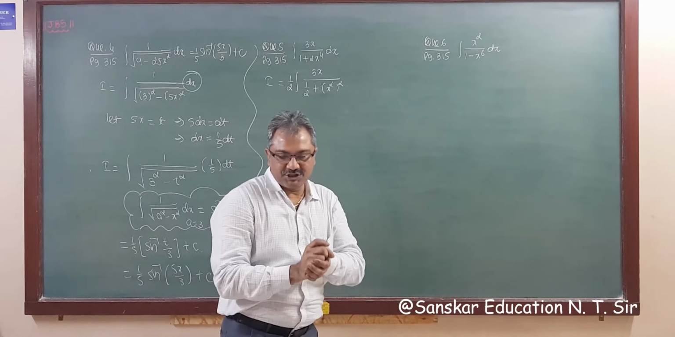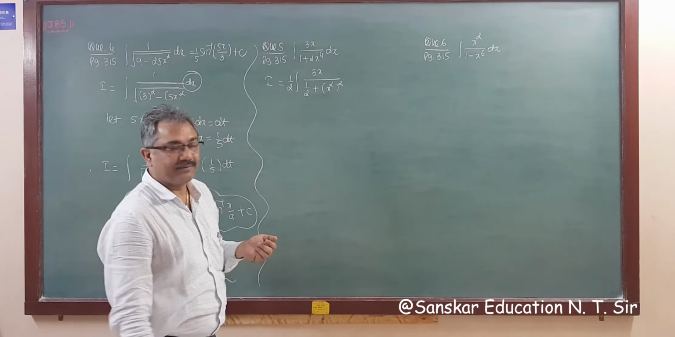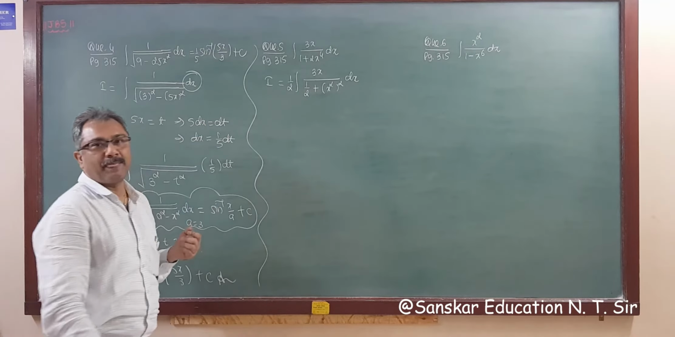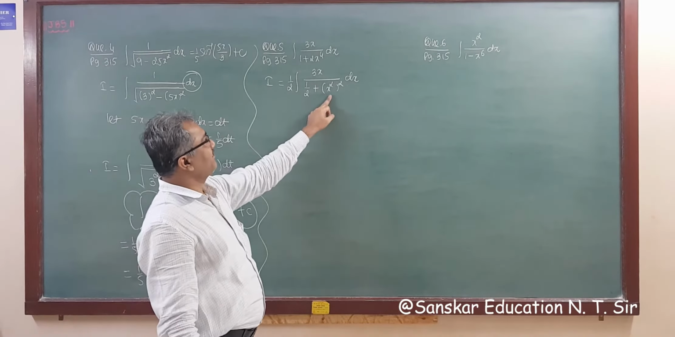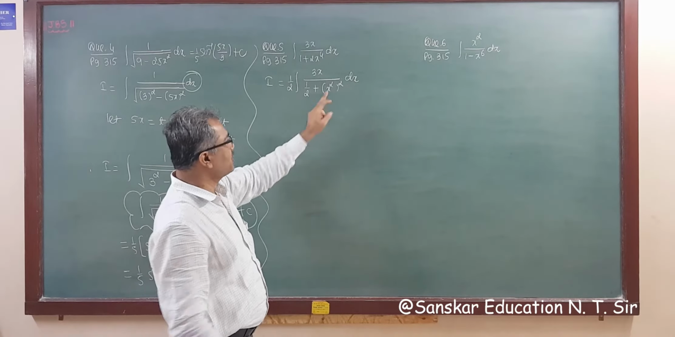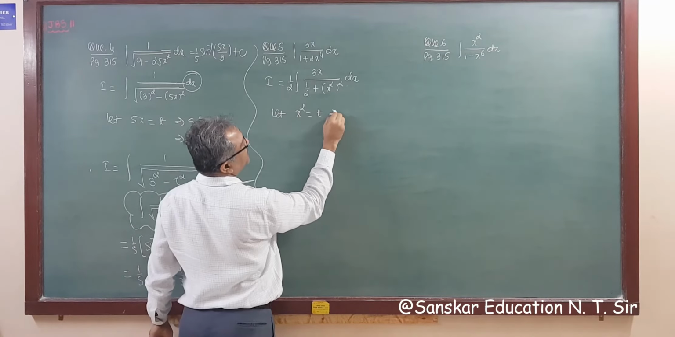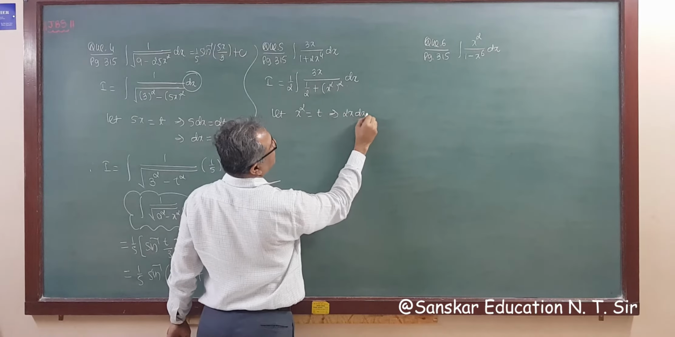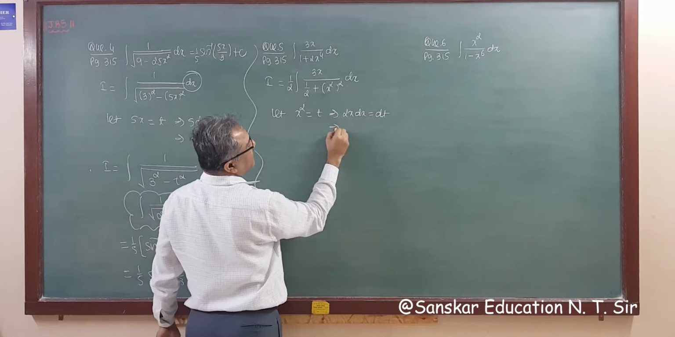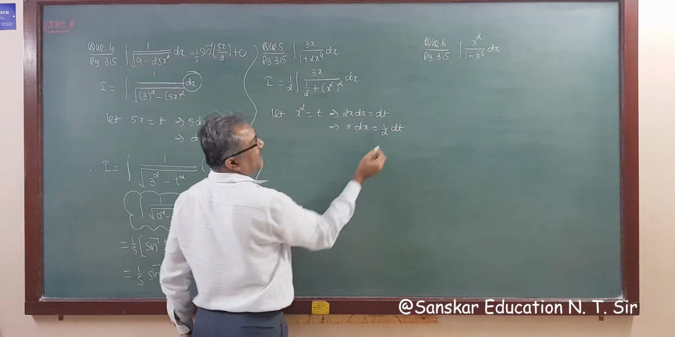Either you can write instead of this as a 2, and then go for another step, okay? Root 2 whole square, right? So this is dx. Now this is x square. The derivative of x square is twice x. So if we assume from here, let x square be equal to t. So this implies twice x dx is equal to dt. But we have 3x. So x dx is 1 upon 2 dt.